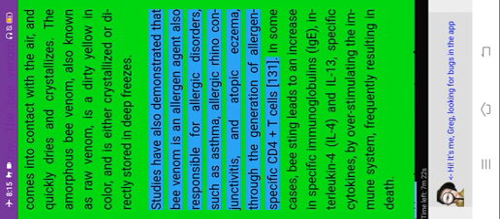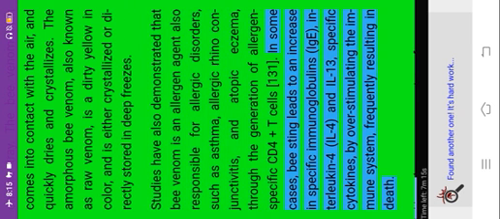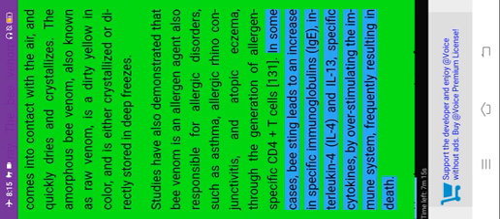Studies have also demonstrated that bee venom is an allergen agent also responsible for allergic disorders, such as asthma, allergic rhinoconjunctivitis, and atopic eczema, through the generation of allergen-specific CD4 plus T-cells. 131. In some cases, bee sting leads to an increase in specific immunoglobulins IgE, interleukin-4 (IL-4), and IL-13, specific cytokines, by overstimulating the immune system, frequently resulting in death.